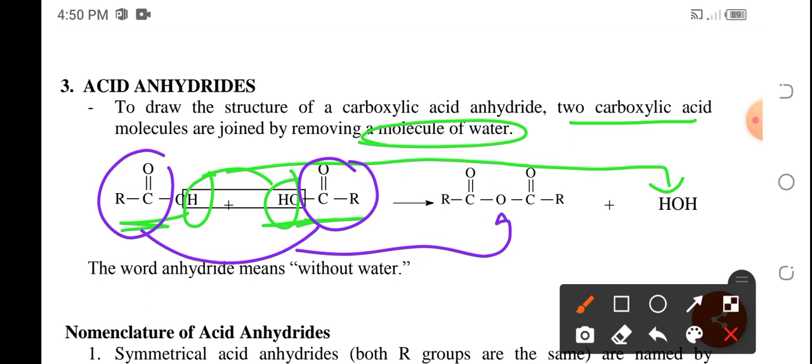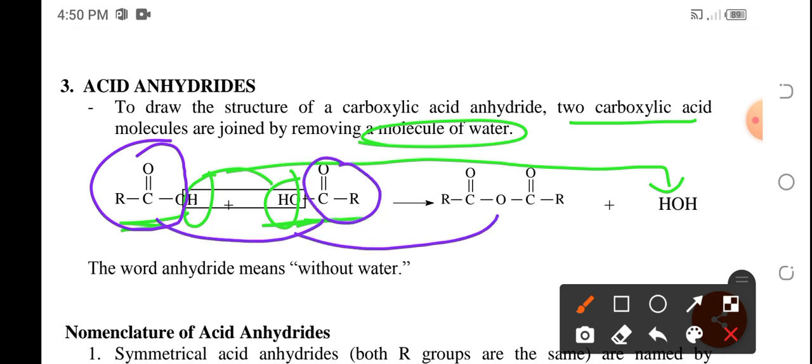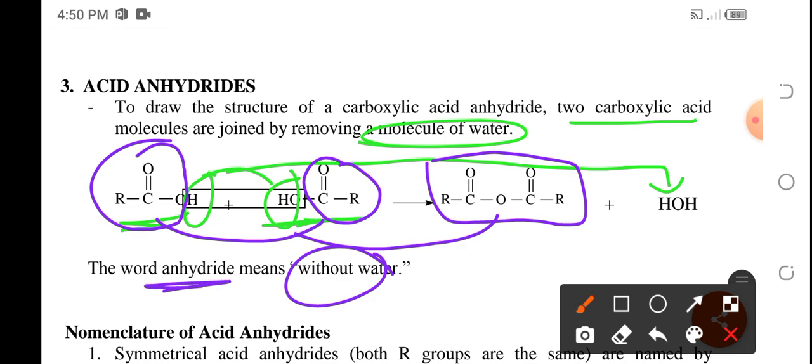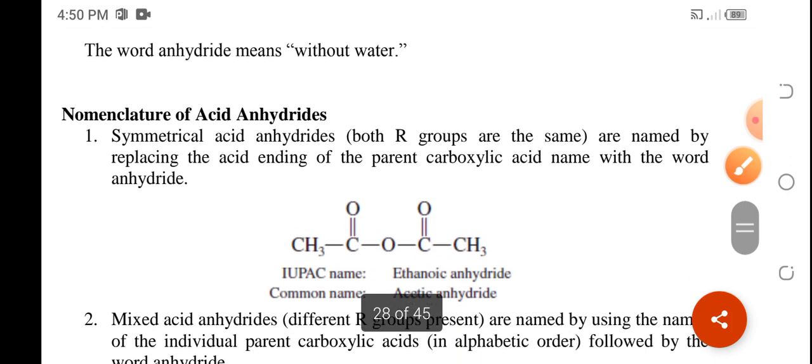Okay, sorry. The oxygen is included there, and that one would be reacting. So we have RC double bond O, C double bond OR. This is the acid anhydride. Take note that the word anhydride means without water. So the water has been removed so that they could form a bond together.